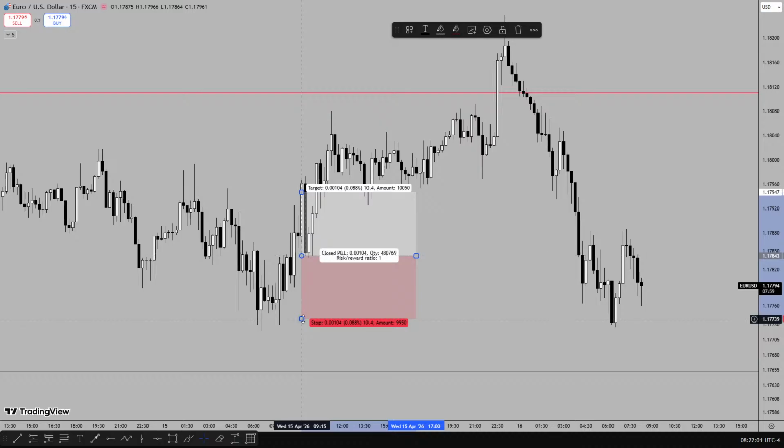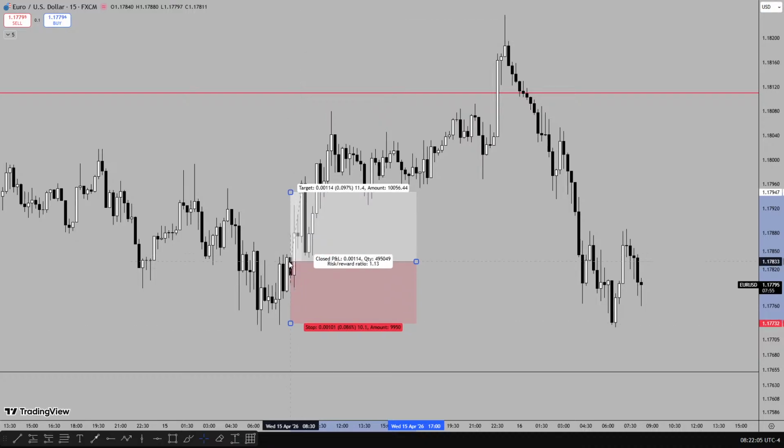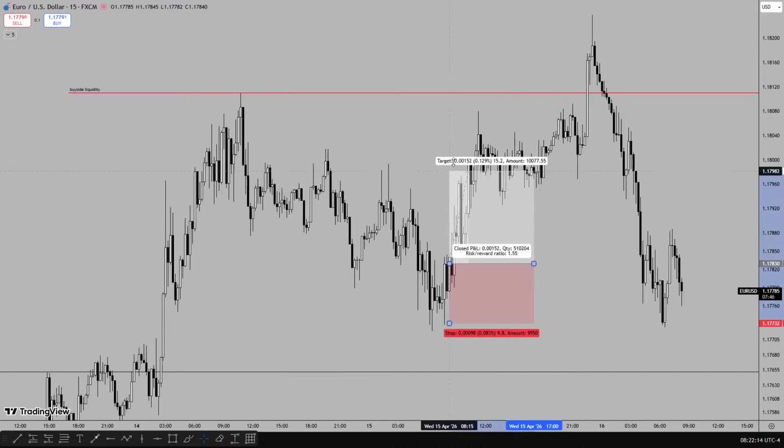Took a buy, stop it at the swing low. So the buy was directly from the 8 a.m. candle, and my target was the buy side liquidity.